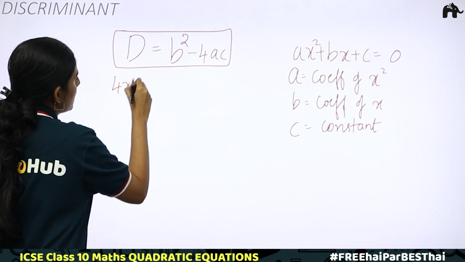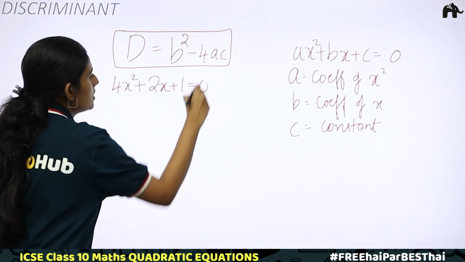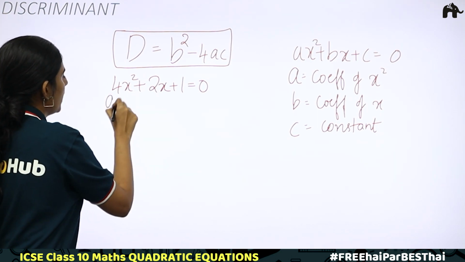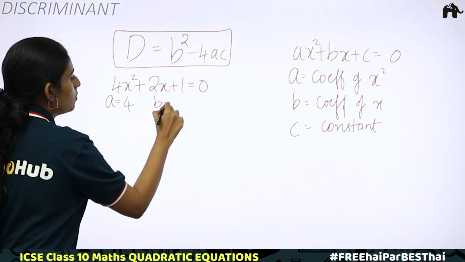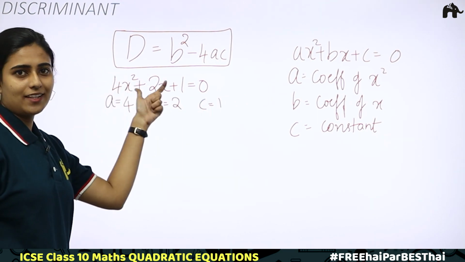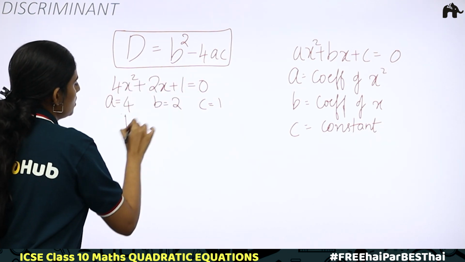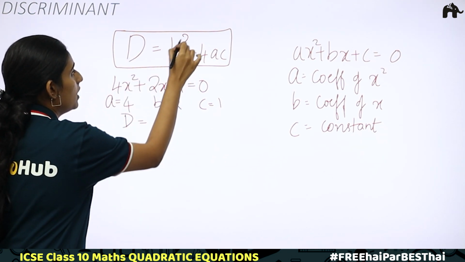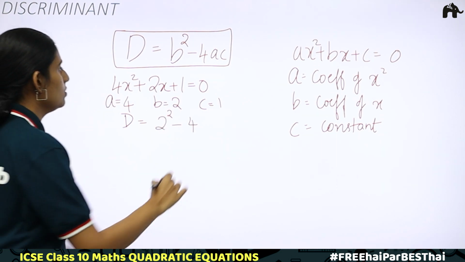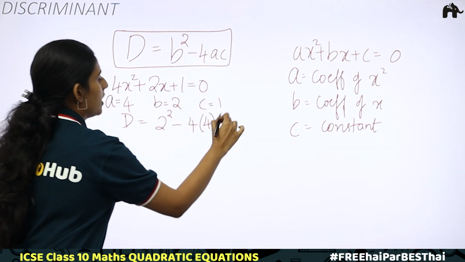4x square plus 2x plus 1 is equal to 0. This is a quadratic equation. Here, the value of a is 4, b is equal to 2 and c is equal to 1. What is discriminant then? Just substitute these values in the given equation to find discriminant. D is equal to b square, that is 2 square minus 4 into a into c. Here a is equal to 4 and c is equal to 1.